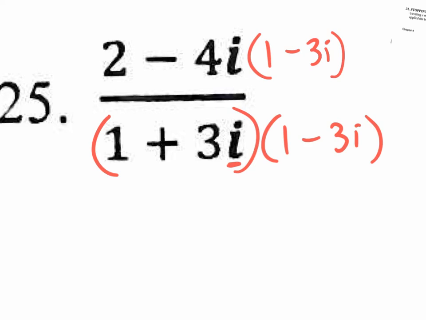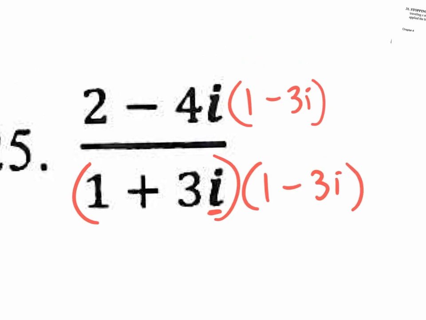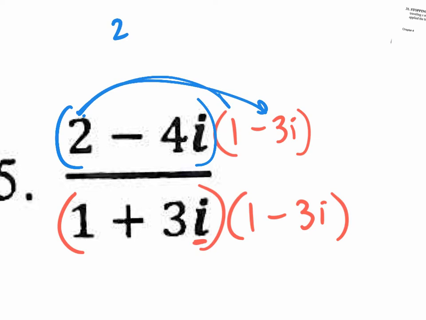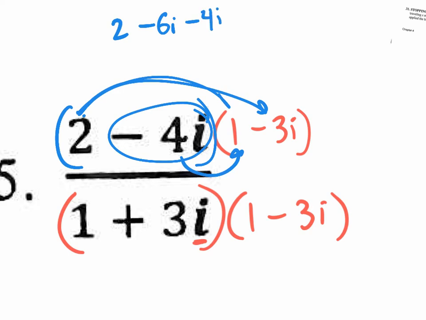So anyways, let's distribute. Up on top, this is a binomial, so you have 2 times 1, that's 2. 2 times negative 3i, that's negative 6i. Negative 4i times 1, that's a negative 4i. Negative 4i times negative 3i is positive 12i squared. Now the i squared is really a negative 1, so I really have a 12 times negative 1, which is really going to be a negative 12.